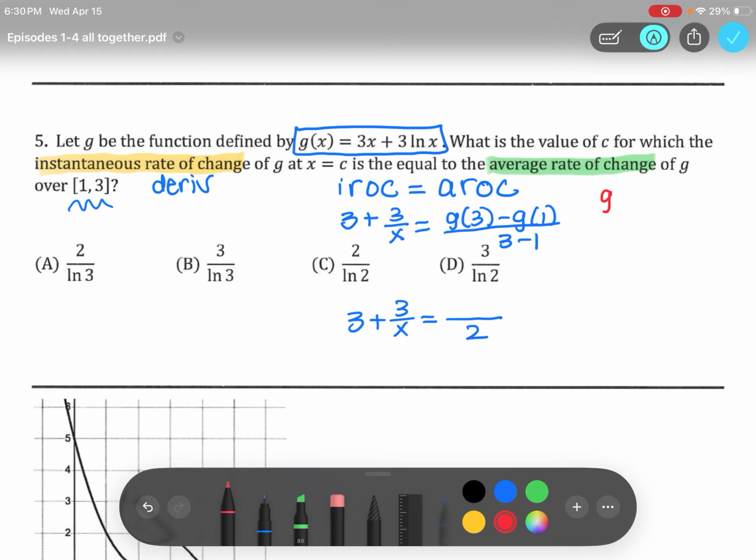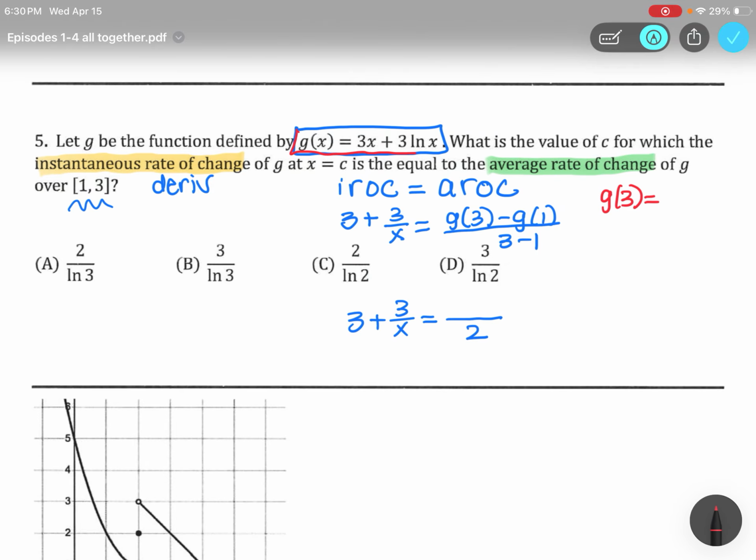I'm going to take this over to the side just to calculate what g of 3 is. If I find g of 3, I'm just plugging it into this function. And I have 9 plus 3 ln 3. And if I'm trying to find g of 1, it's 3 plus 3 ln 1. And then we have to know on the calculus exam what ln 1 is. ln 1 is just 0. So 3 times 0 is just going to give me 3 plus 0, or 3. So here I have 9 plus 3 ln 3 minus, because remember it was minus g of 1, so minus 3.